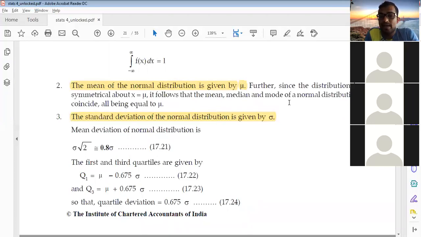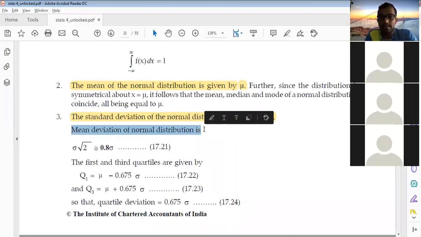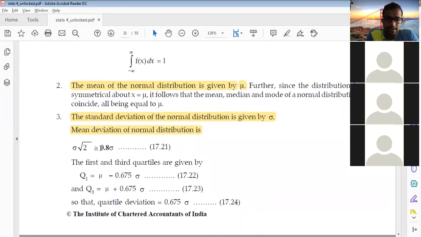That means we can find out something extra here. Yes, we can find out the mean deviation. And what is the mean deviation? The mean deviation is actually 4 by 5 sigma. But we write it here and remember it this way: 0.8 sigma, or 0.8 standard deviation, is called the mean deviation of a normal distribution. These are all properties of the normal distribution.